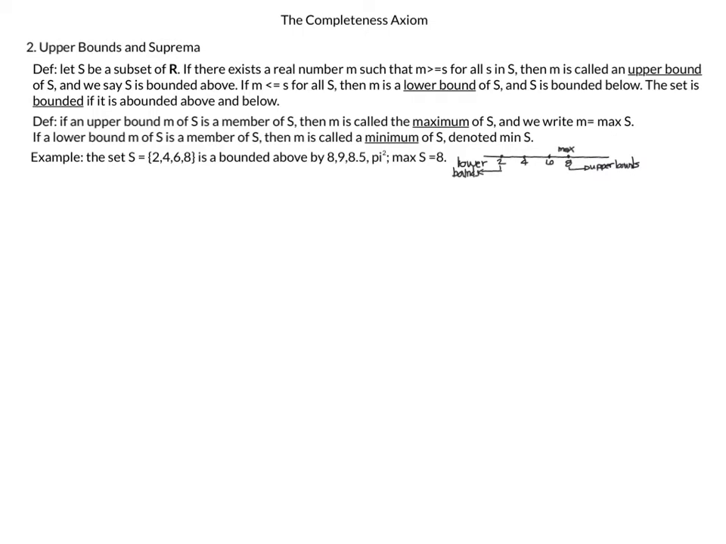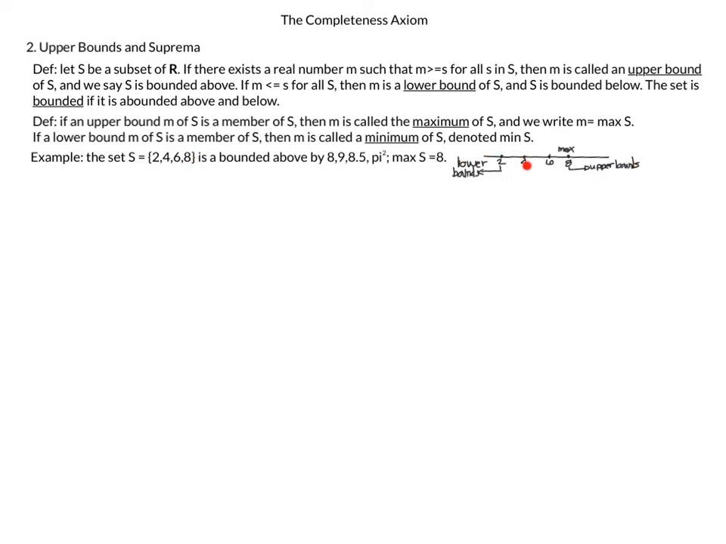Let's look at an example. If we have the set 2, 4, 6, 8, it's bounded above by the number 8, which is also its maximum value, but it's also bounded above by 9, 8.5, pi squared, because all of these numbers are greater than every element in the set S. But the maximum value of S is 8, because 8 is greater than all the other values in S, plus it is also inside S.